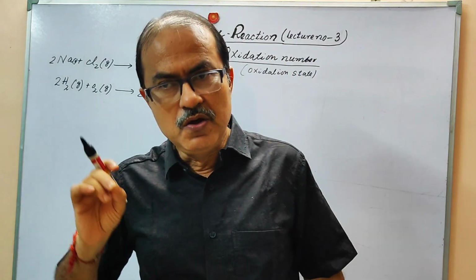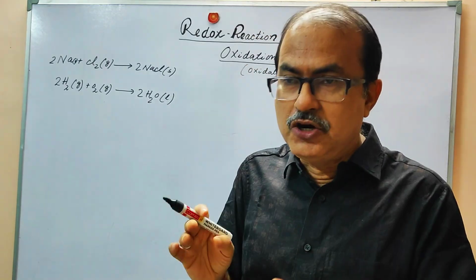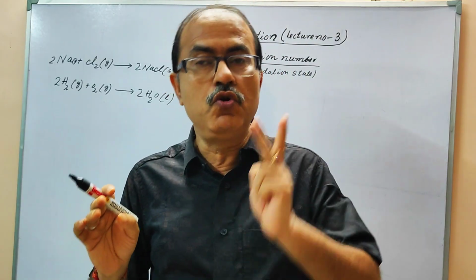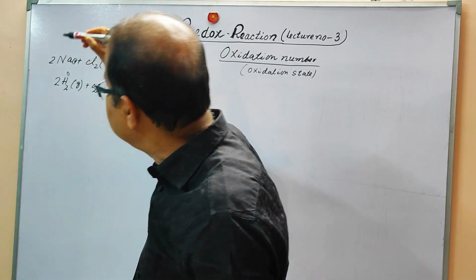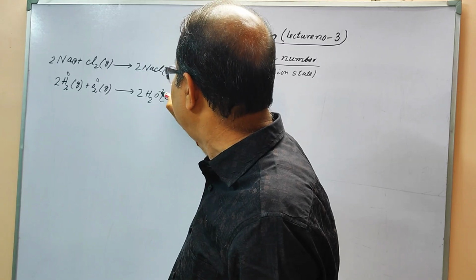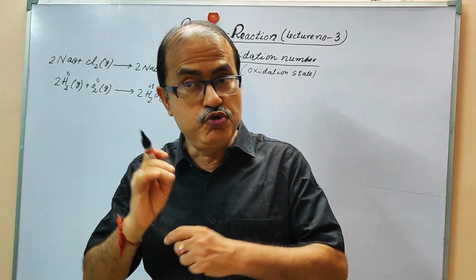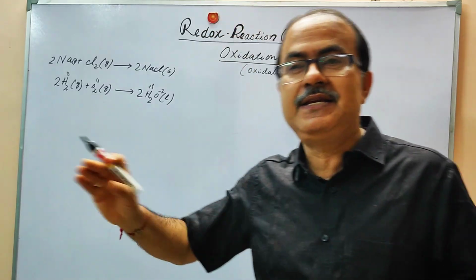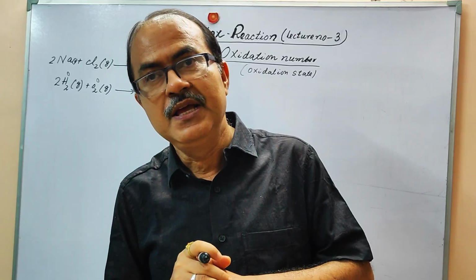Because in the covalent compound, we have to assume for bookkeeping that the electrons have been completely transferred to the more electronegative element. So in this case, we will say this oxidation number is 0, this oxidation number is 0. Here we will say the oxidation number is -2 and this is +1. We say this by assuming that there is a complete transfer of the electrons to the electronegative element.